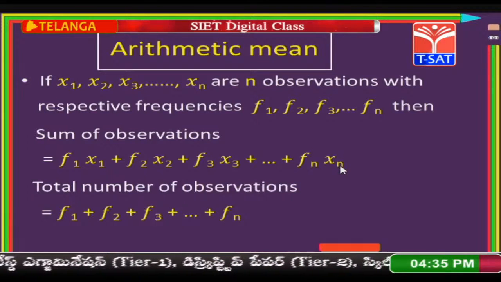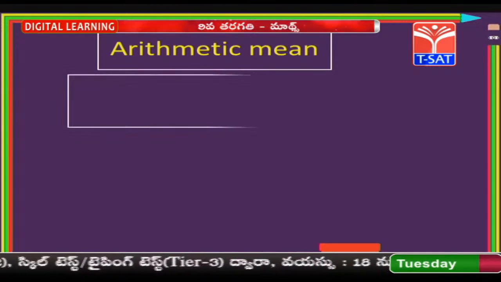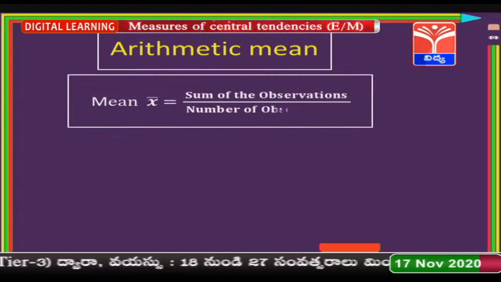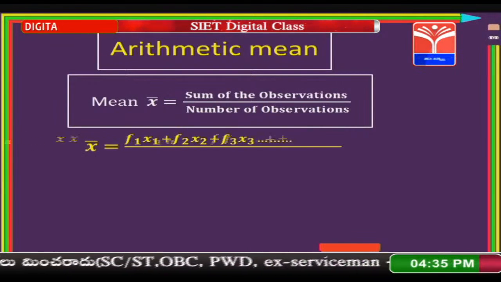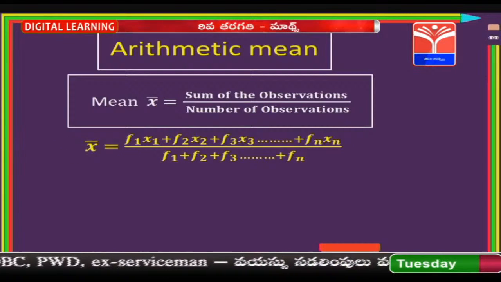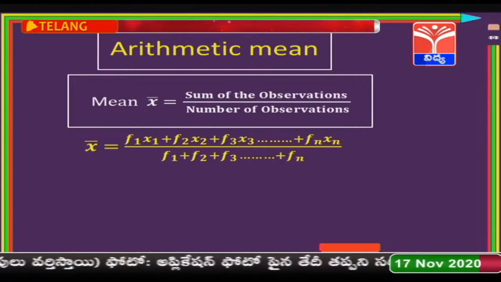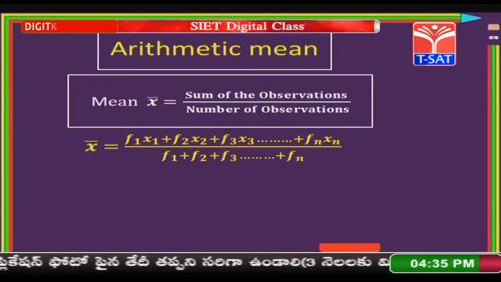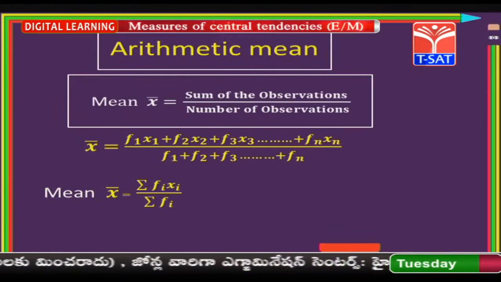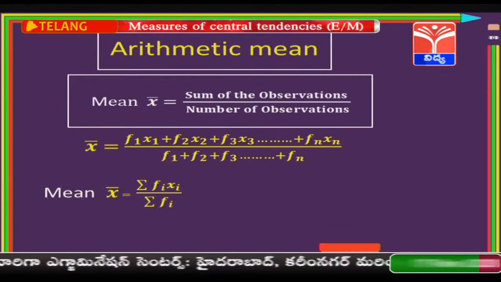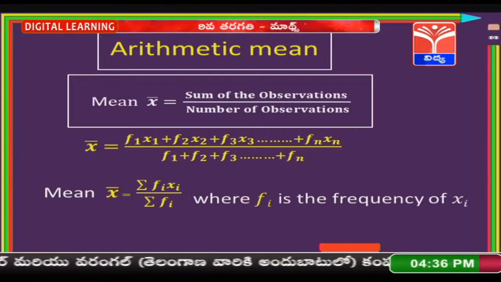So, you want to find the arithmetic mean. Arithmetic mean is nothing but the sum of the observations divided by the total number of observations. So, the mean x bar is equal to f1 x1 plus f2 x2 plus f3 x3 going on to fn xn divided by f1 plus f2 plus f3 going on up to fn. In a shorter notation, you can write this as mean x bar is equal to sigma fi xi divided by sigma fi. The sigma stands for the sum over the ith observation, and fi is the frequency of xi.